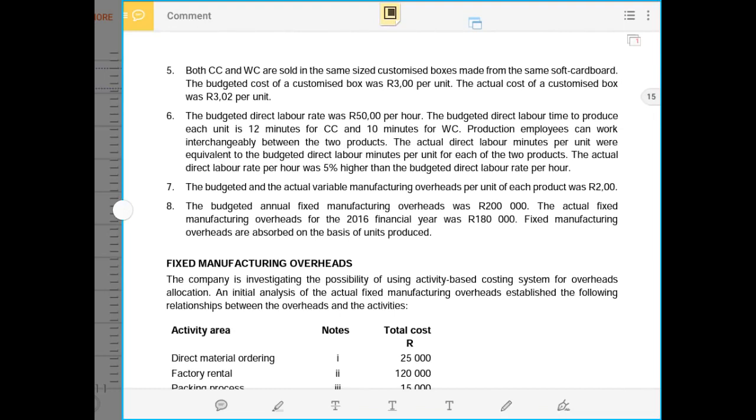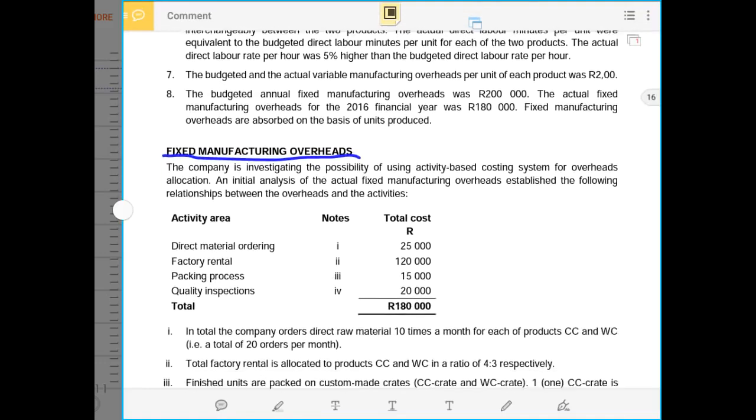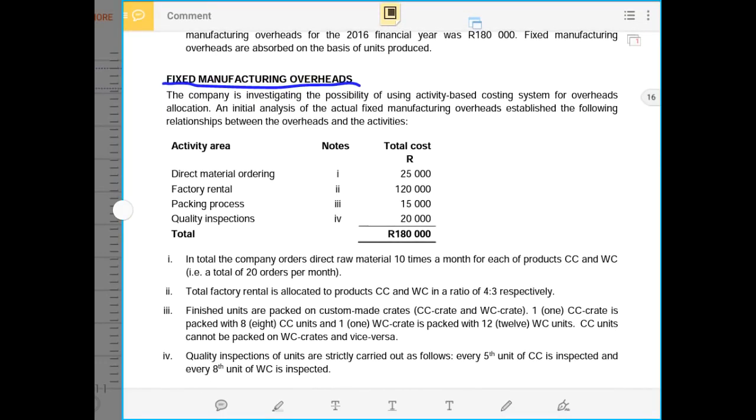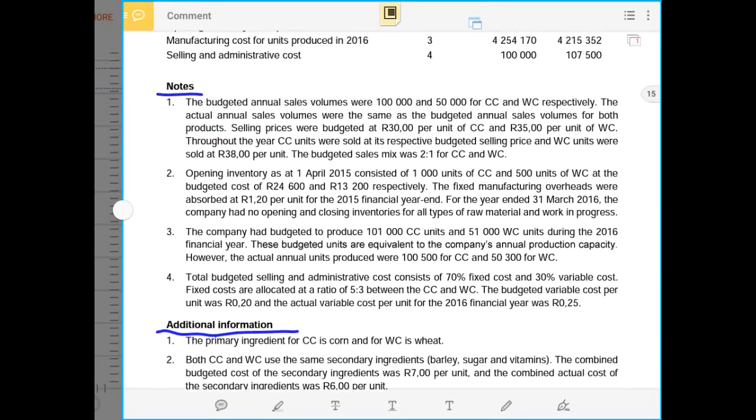Then you can see that we have our fixed manufacturing overheads, and those have been recorded separately. That is how this information is being allocated to us. So now let us go to the beginning.